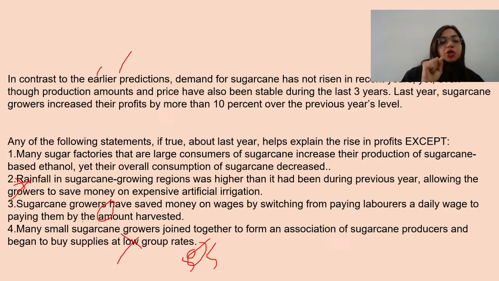So they're saying that sugar factories are large consumers of sugarcane and they have increased their production of ethanol. Yet their overall consumption of sugarcane decreased. So maybe the sugarcane sellers have increased the price. Now that they've increased the price, profits have increased. So 1 is the correct answer.